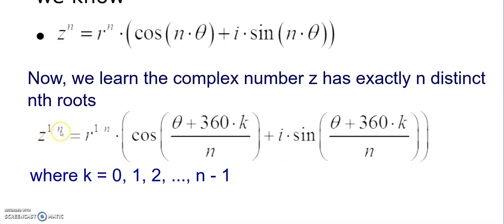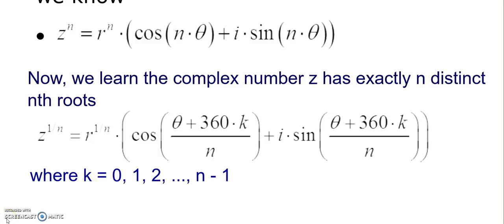So if I have z to the 1 over n, remember that's just a different way to write a root, now we can say that this is going to be r to the 1 over n times (cosine of (theta plus 360 times k over n) plus i times sine of (theta plus 360 times k over n)), where what is this k, you ask? Excellent question. k is counting numbers starting at 0 and going up to n minus 1. So that's where we're going to get the different roots. I'll let that sink in for a minute.